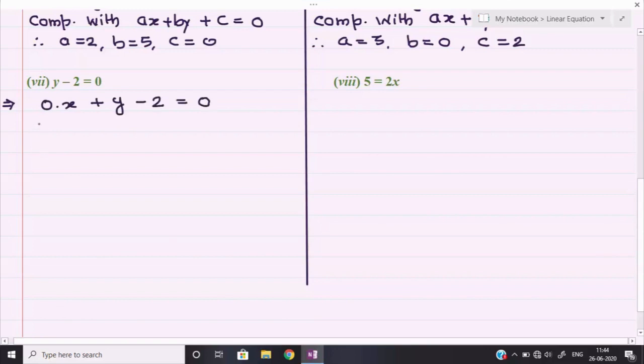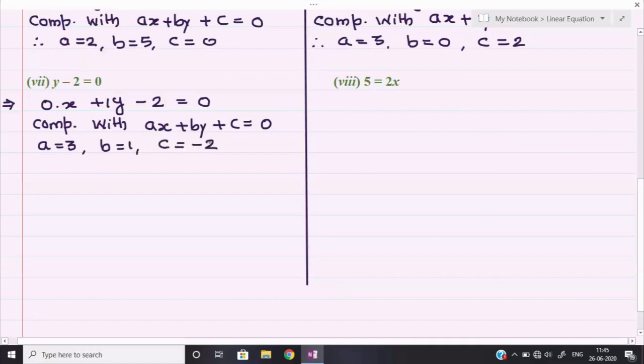Okay, now we shall compare it with the standard linear equation, ax plus by plus c is equal to 0. So now what is the value of a here? The value of a will be equal to 0. There is no coefficient of y given here, so we can assume 1. So b will be equal to 1 and c will be equal to minus 2. This is the answer of part number 7.